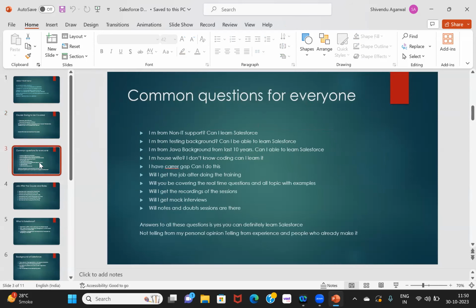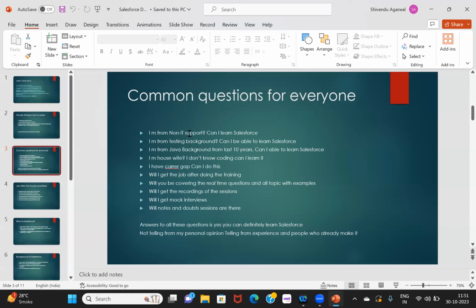Now, common questions. Most of you have questions like, I am from this background, can I learn Salesforce? I am from support, I have some career gap. Let me answer each one of your questions. Most of the questions I have noted down here. If you have any questions, please feel free to ask. Raise your hand and I will give you access for asking.